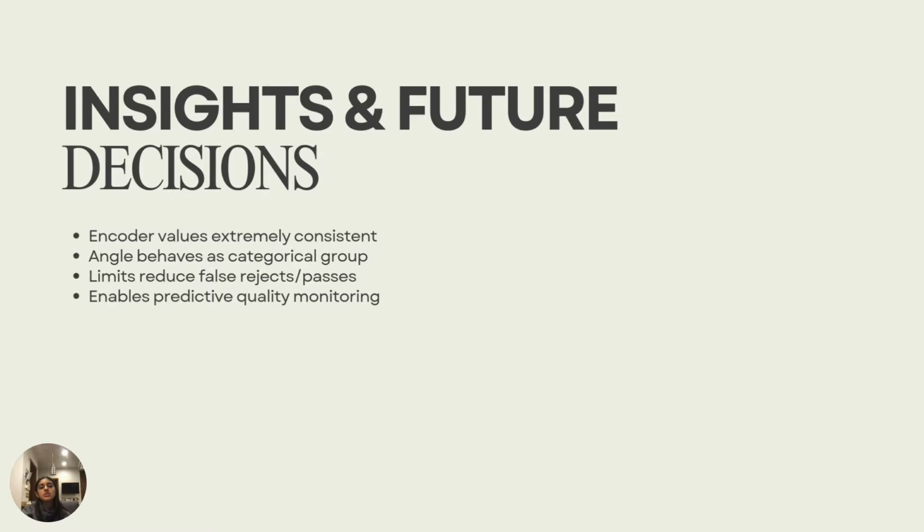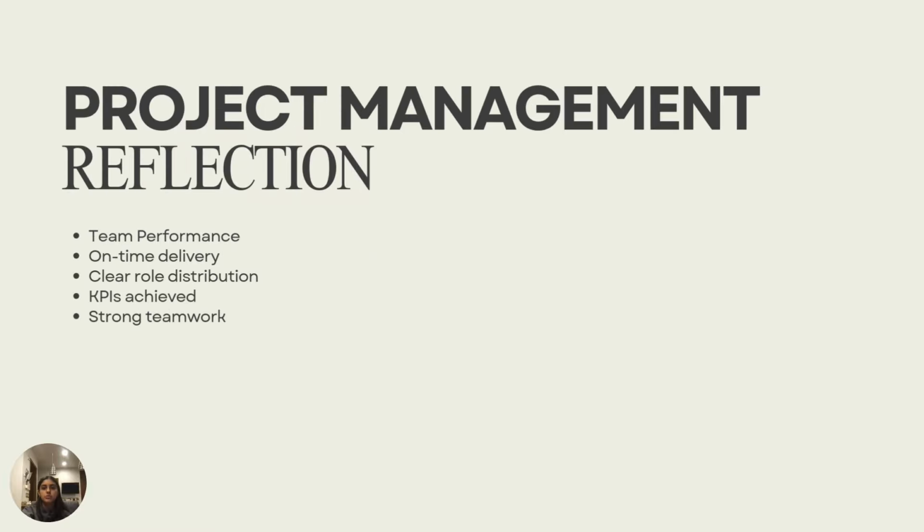Our main insights show that the encoder values are highly consistent, which confirms test stability. Angles behave like categories, simplifying limit generation. And the statistical limit itself reduces false passes and false rejects. And for Flex, we believe that these insights support better calibration, detection of deviations, and a transition towards more predictive monitoring and quality control.